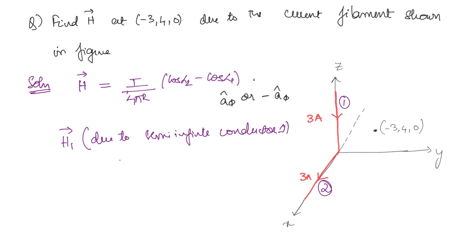So for that we will draw this semi-infinite conductor separately again. This is the starting point. What is the point here? 0, 0, 0, the origin. And the point where we want to find the magnetic field is (-3, 4, 0). This is perpendicular because both points lie on the xy plane and the current carrying conductor is along the z axis, which is perpendicular to the xy plane. So this is the perpendicular distance, and if you find this distance, that is nothing but r.